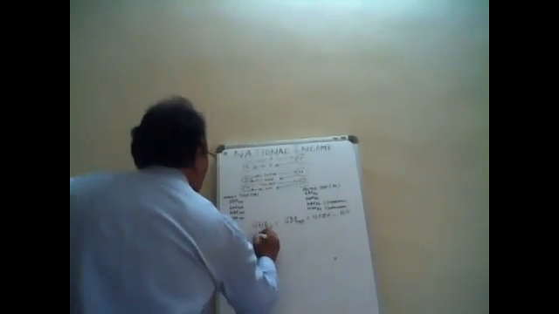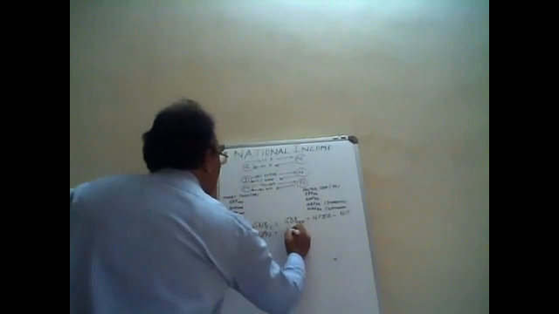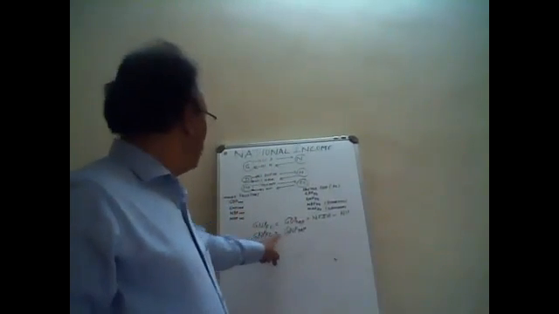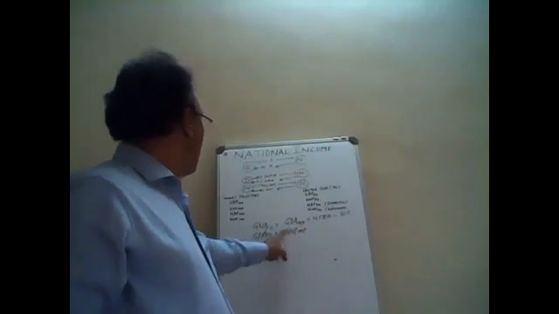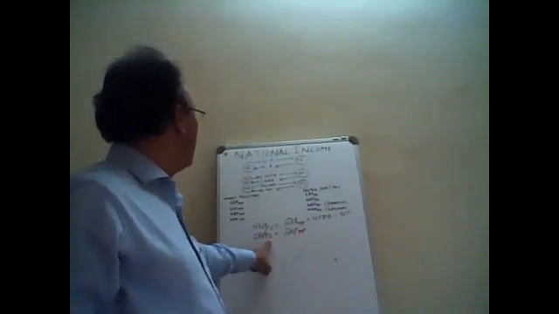Second, GNP factor cost when GNP market price is given. Gross, national, everything is same except market price to factor cost. Market price to factor cost, it will be minus NIT.